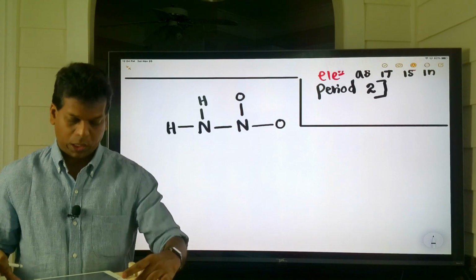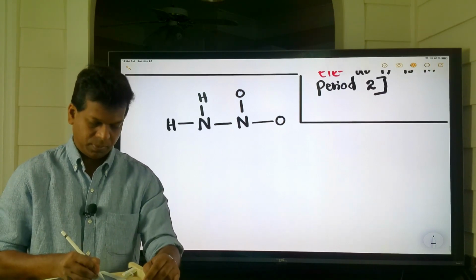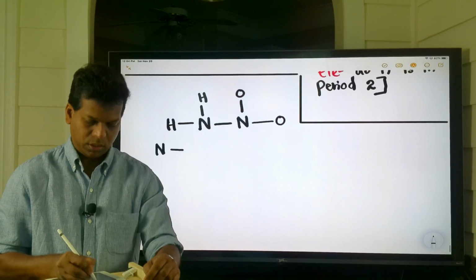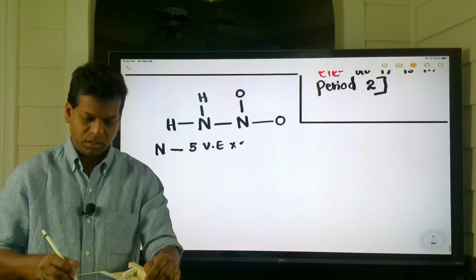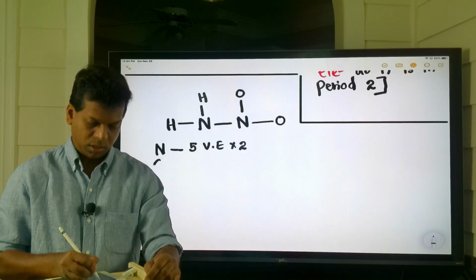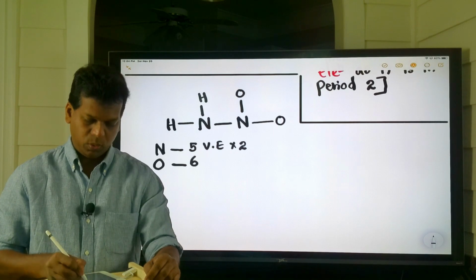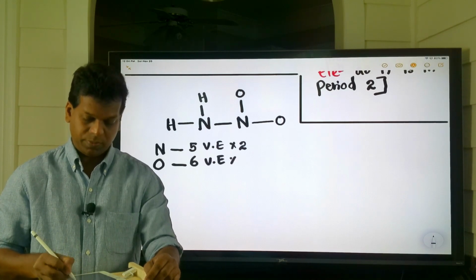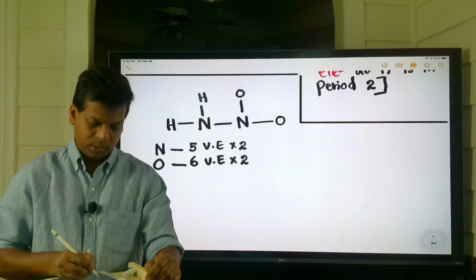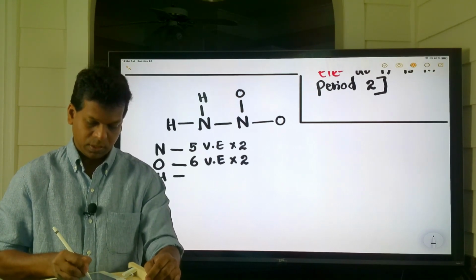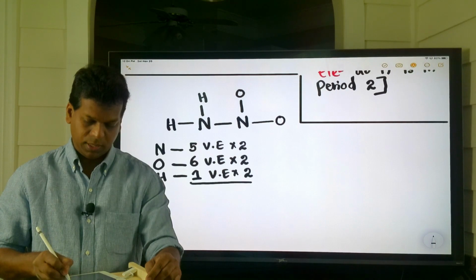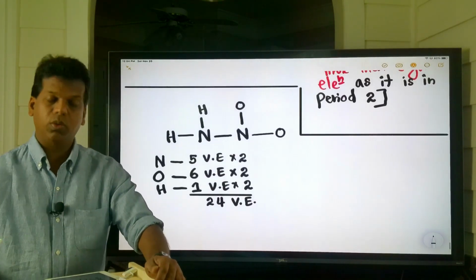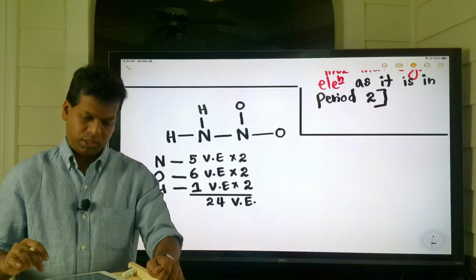Let's calculate that quickly. There are 2 nitrogens. We know nitrogen gives 5 valence electrons, and there are 2 nitrogens, so total is 10. There are 2 oxygens. Each oxygen will give you 6 valence electrons, so total 12, and there are 2 hydrogens. Each hydrogen gives you 1 valence electron, and there are 2. So the total is going to be 24, and now you have to distribute those 24 in that skeletal structure.